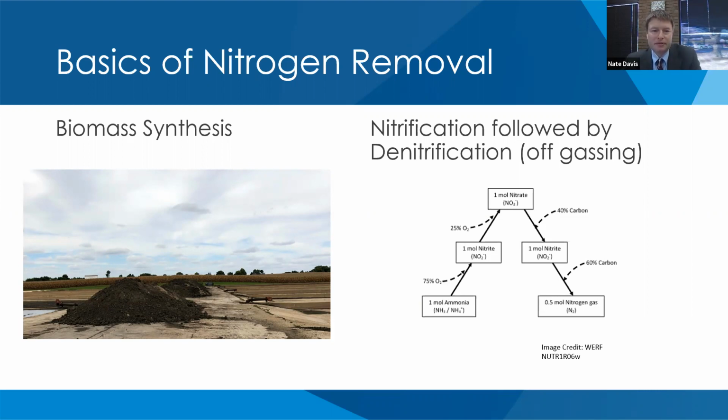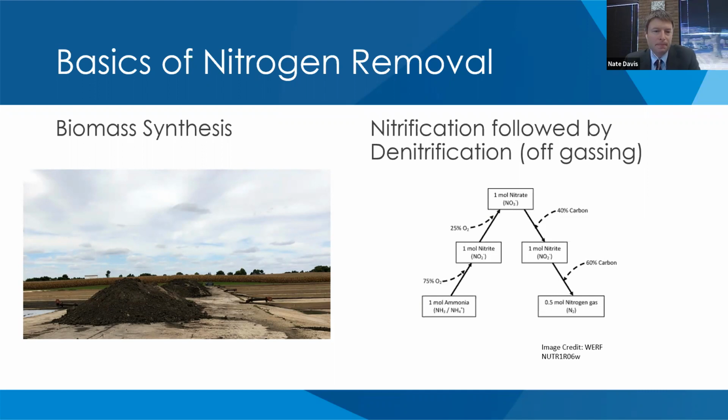The other means of removing total nitrogen is to first nitrify your ammonia nitrogen to nitrate. And then we can use heterotrophs, with the addition of carbon if there's not enough present, to convert that to nitrogen gas, and it gets off-gassed and released away where we don't have to worry about it anymore.